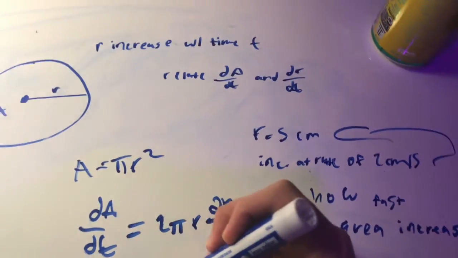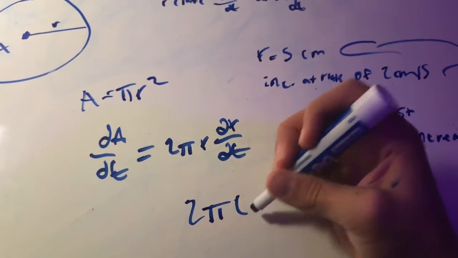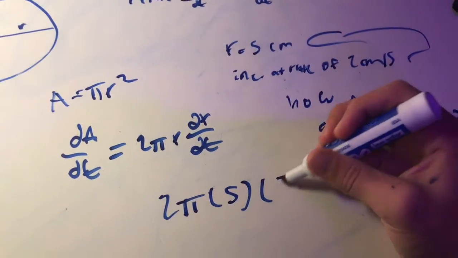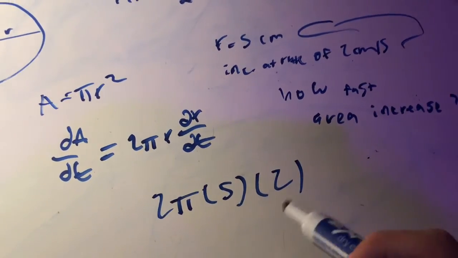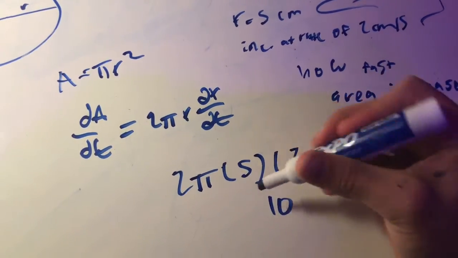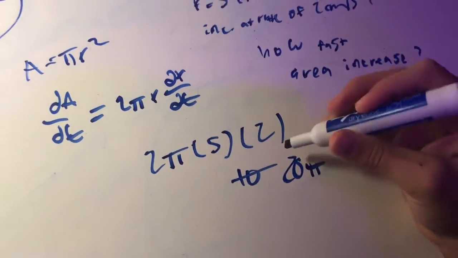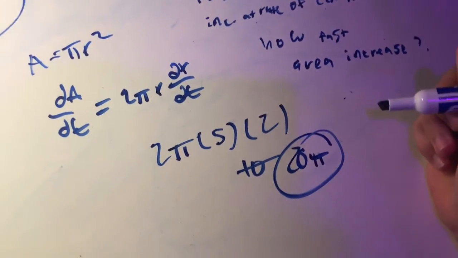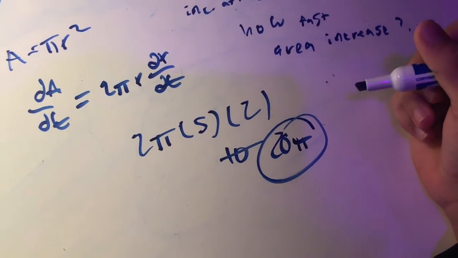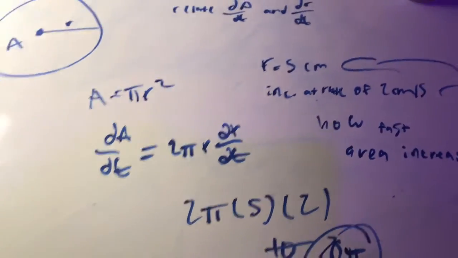So let's plug it in to get this answer. All right, 5 times 2, 10, times 2, 20, 20 pi. That's going to be the answer to that problem. Wow, love being a calculus genius. All right, next problem. Let's go.